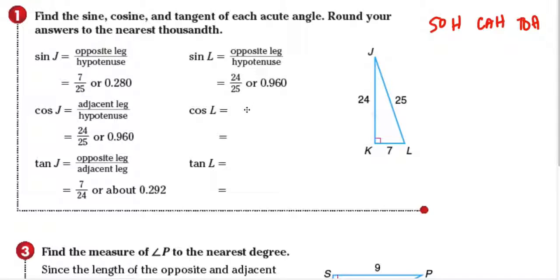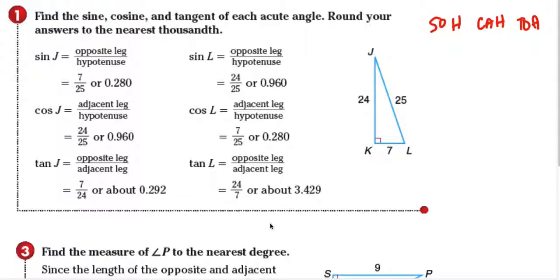Cosine L would be adjacent leg over hypotenuse. So cosine L will be adjacent leg, which is 7. Again, the hypotenuse is 25, so it's 7 over 25, or 0.280. And tangent L is opposite leg over adjacent, my TOA, opposite leg, which is 24, over the adjacent leg, which is 7. 24 over 7 will give us 3.429.